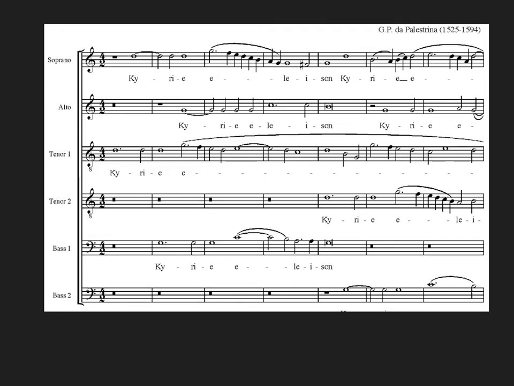So that's the kind of thing you'll be listening for in this imitative counterpoint. It's not always clear to pick that up as you're listening to it, but if you listen very closely, you can hear how some of the voices imitate one another as they sing.